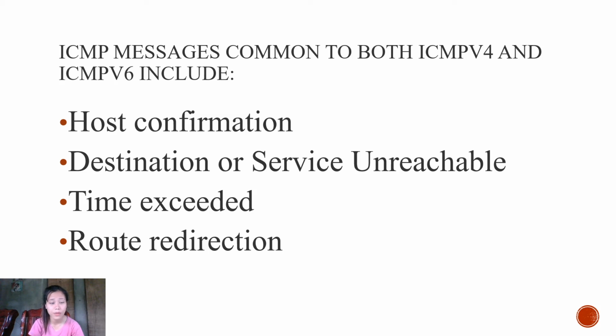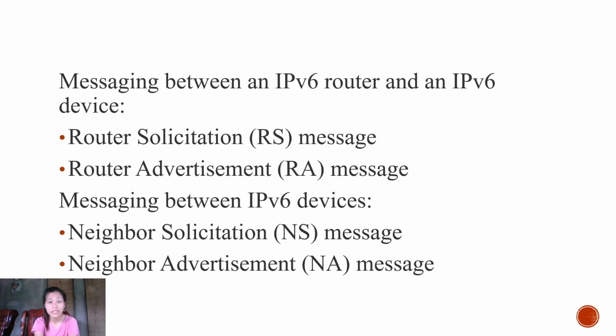ICMP messages common to both ICMPv4 and ICMPv6 include host, destination, or service unreachable, time exceeded, and route redirection. For messaging between an IPv6 router and an IPv6 device, there are router solicitation, or RS, messages and router advertisement, or RA, messages. For messaging between IPv6 devices, there are neighbor solicitation, or NS, messages and neighbor advertisement, or NA, messages.